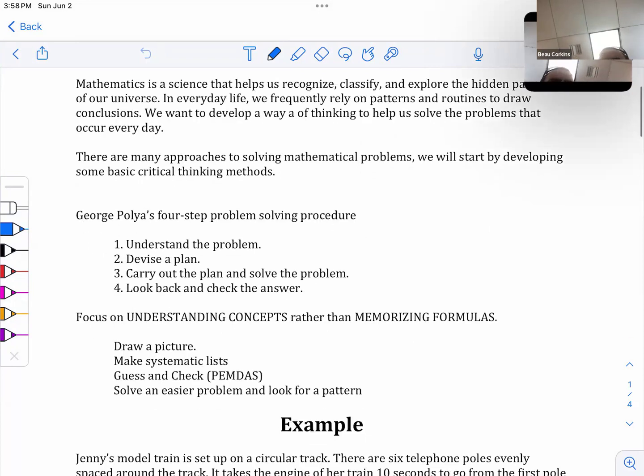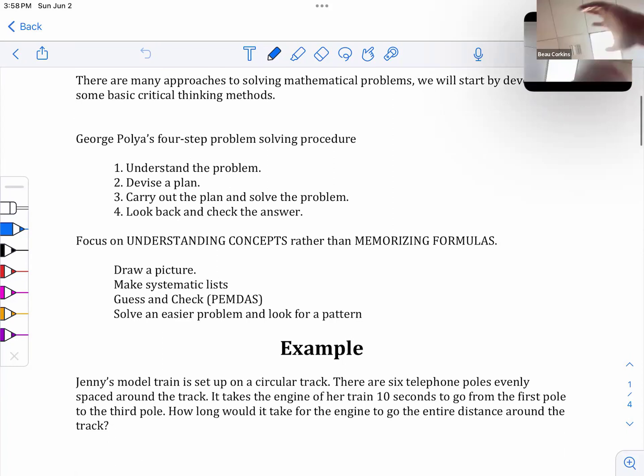And so there's lots of ways to do this, but George Polya's four-step process pretty much says it all. Understand the problem, that means read, reread, read again. Devise a plan, think about it. Carry out the plan, solve the problem, and then check your answer.